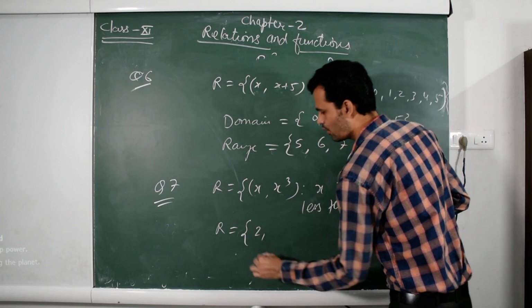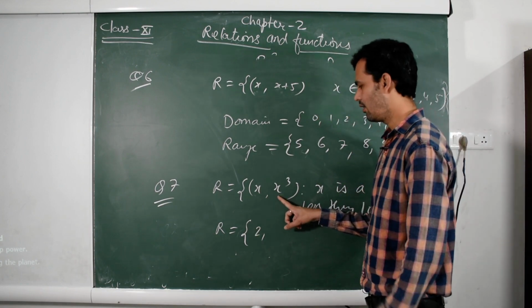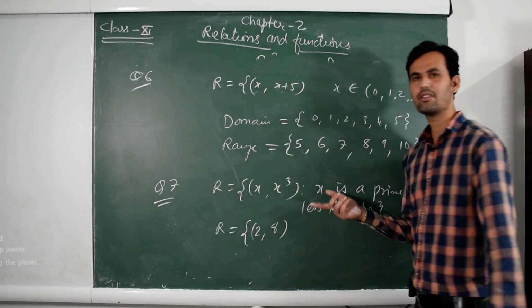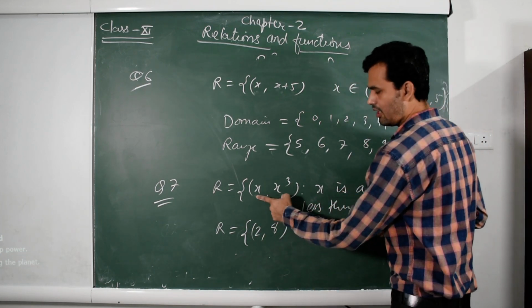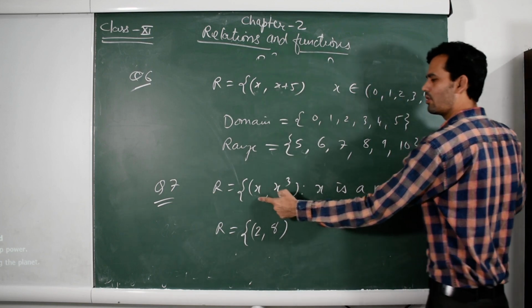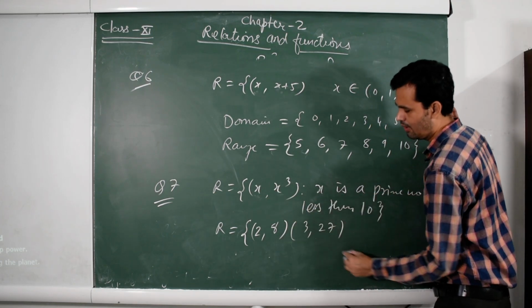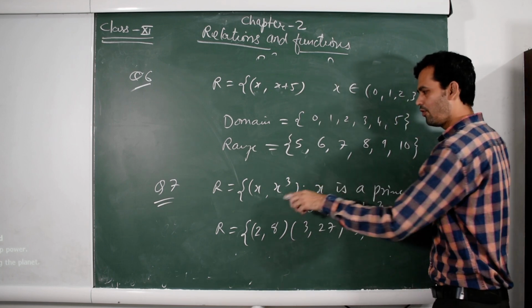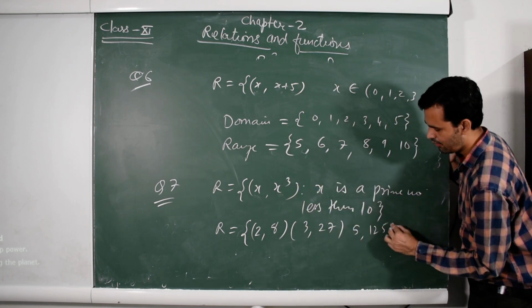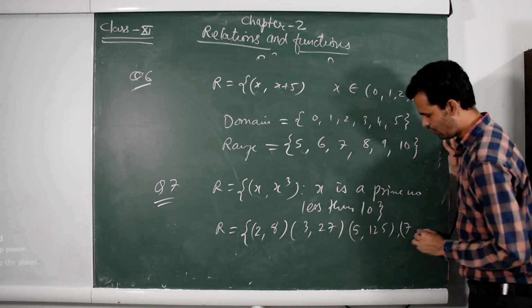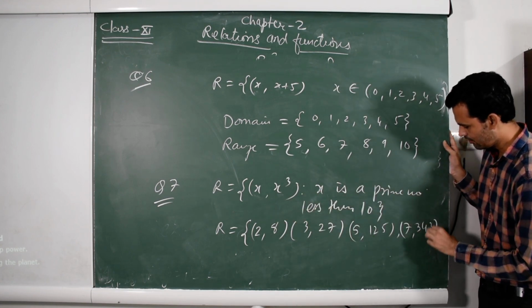So if we put 2 here, then here also we write 2 cube, which means 8. This is the first ordered pair. Then 3 is also a prime number. So if we put 3, then 3 cube is 27. 5 is also a prime number. So 5 cube is 125. And 7 is also prime. So 7 cube is 343.